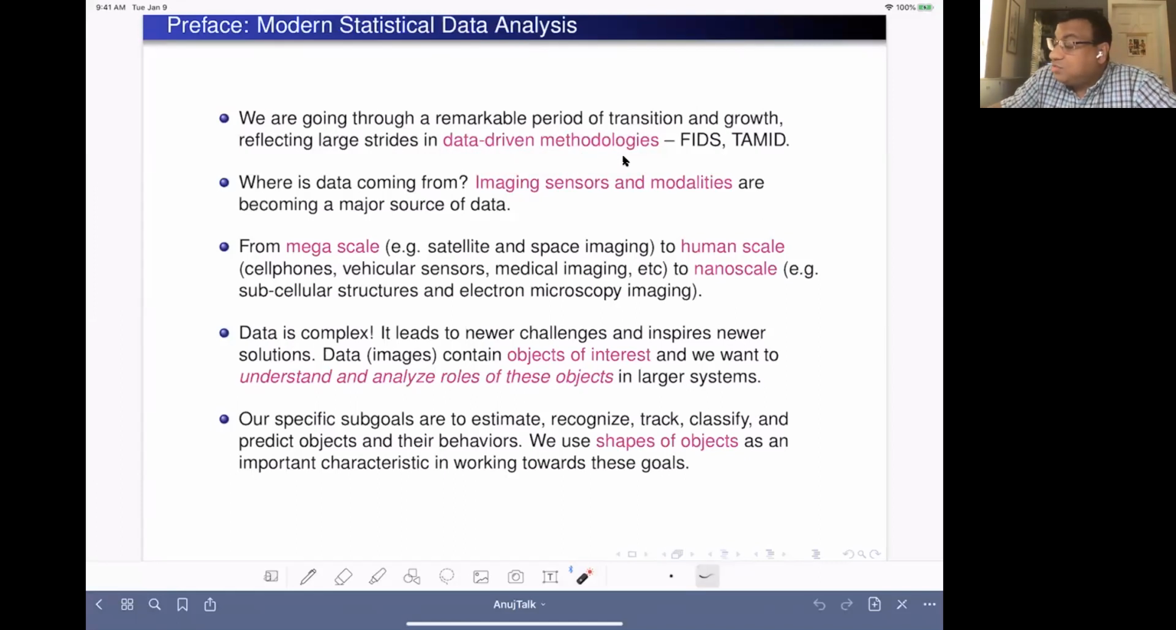So the question is, where is the data coming from? In this modern age, a lot of data comes from imaging sensors, imaging modalities. The nature of the data is very different depending on which sensor we are talking about. If you're looking at mega scales, maybe we are talking satellite imaging, space imaging, huge, vast terrains of data. To human scales, your cell phones are filled with pictures. Self-driving cars take pictures of the scene around them.